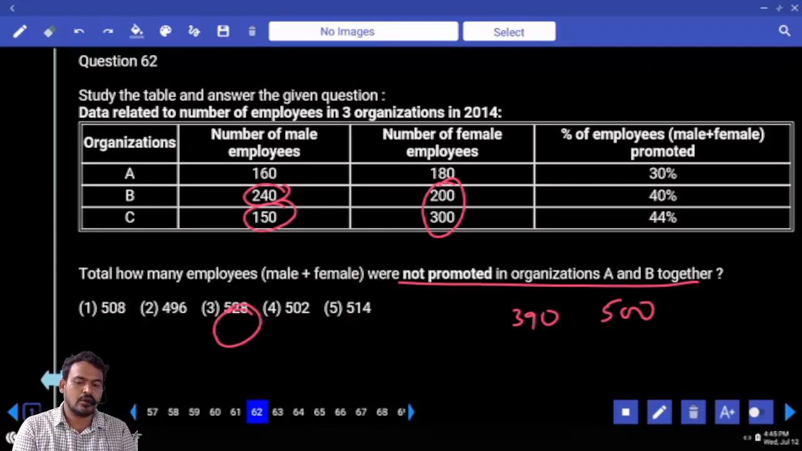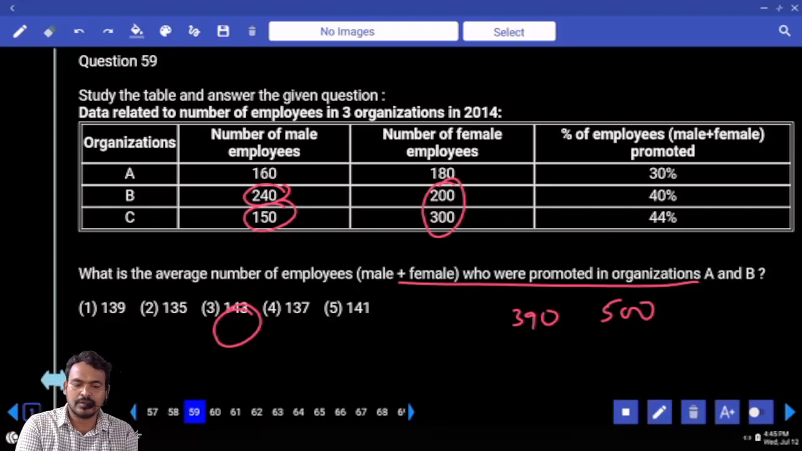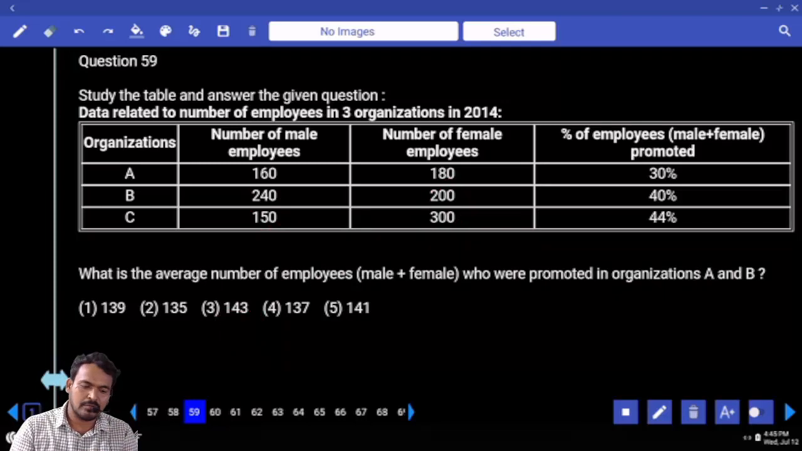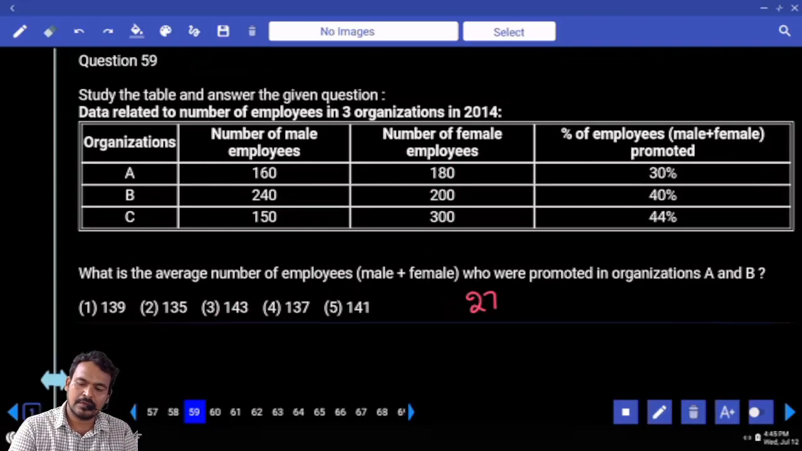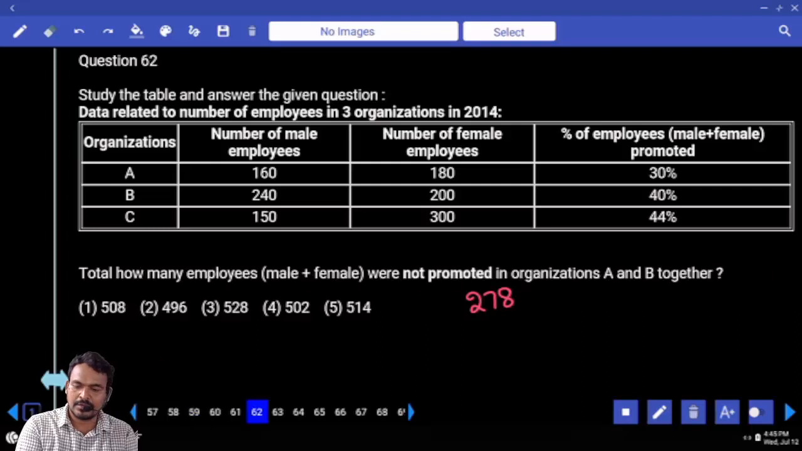Question 62. Total how many employees, male plus female, were not promoted in organizations A and B together? I think in the previous question the promoted value was taken. What is the promoted value? 278. 278 are promoted, so the not promoted value is the total employees minus that. What is the total employees?